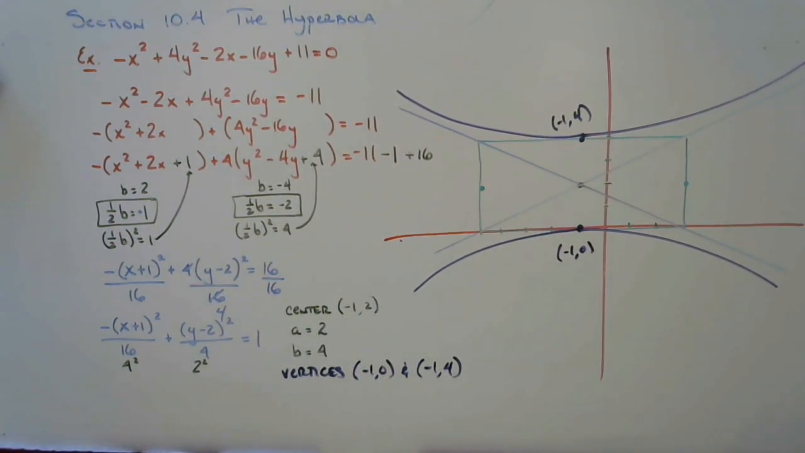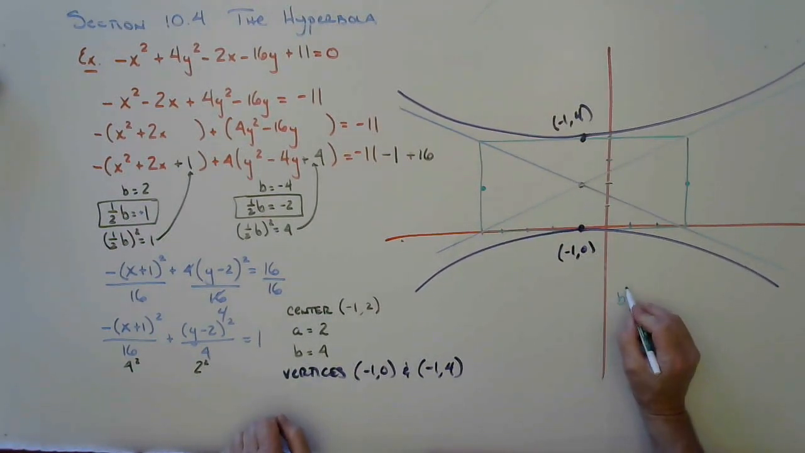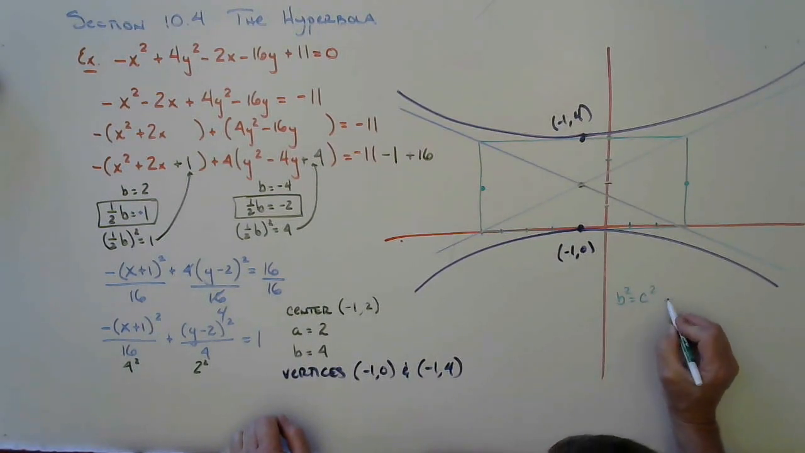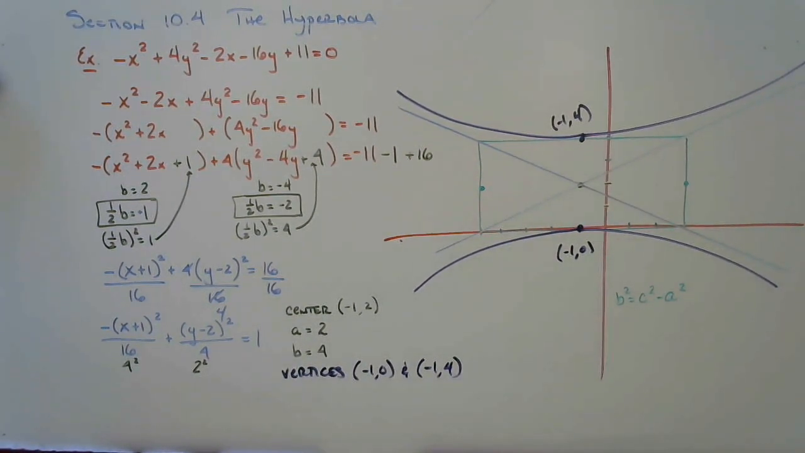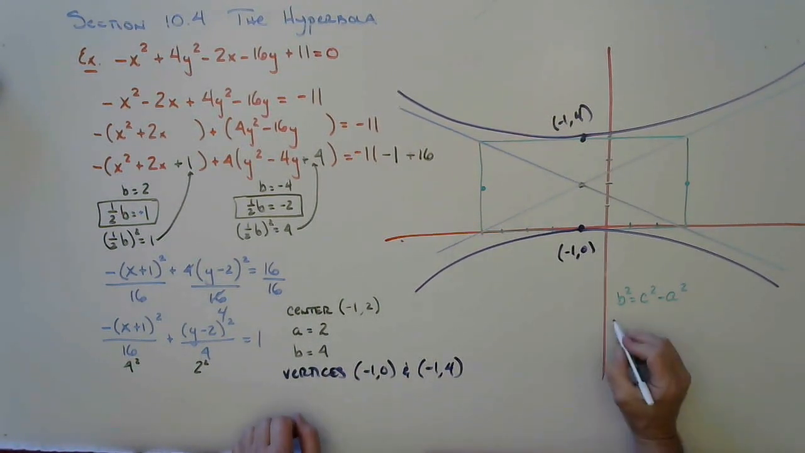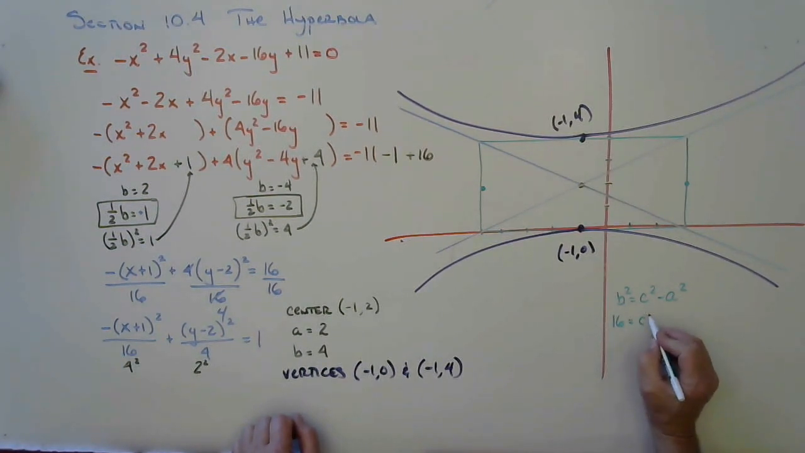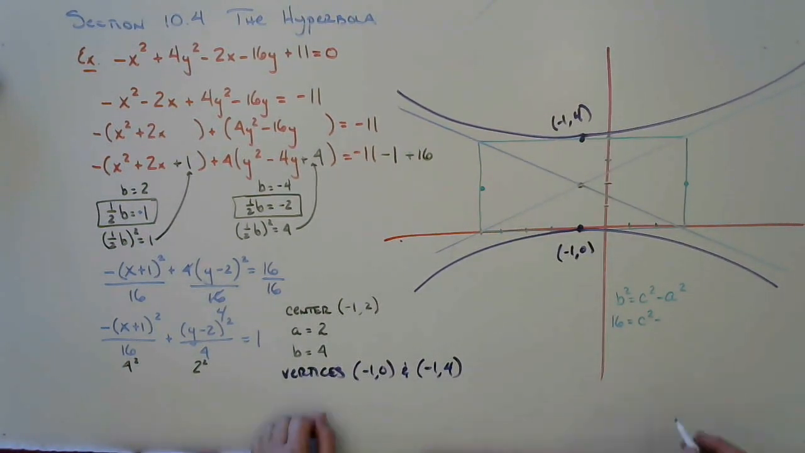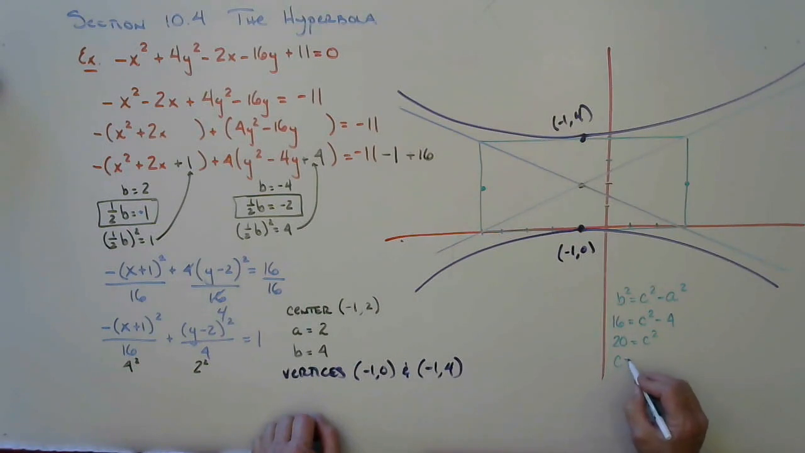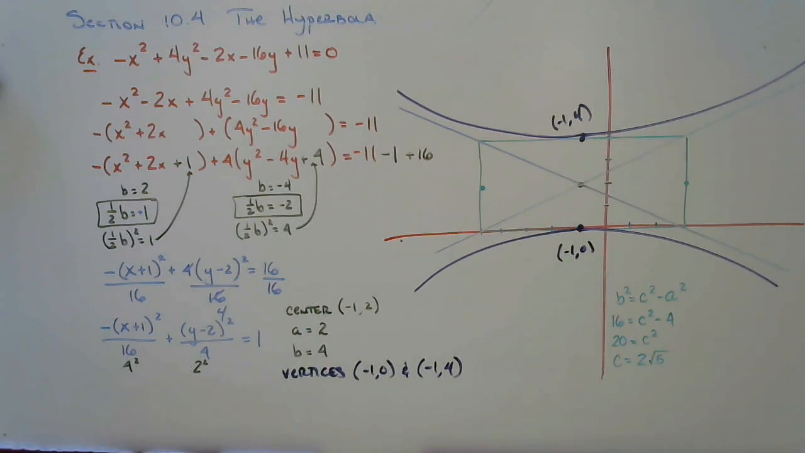Now to find our foci, we've got to do some arithmetic, don't we? We have to figure out the solution to b squared equals c squared minus a squared. Now our b squared is 16. Our a squared is 4. So that gives us 20 equals c squared, or c equals, it turns out to be the same number we found before, 2 root 5. Now let's be careful here. We don't want to get all quick and crazy and mess this up.